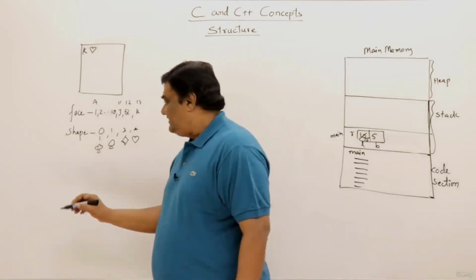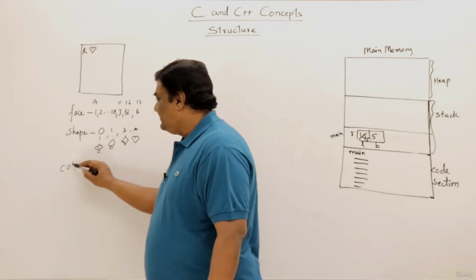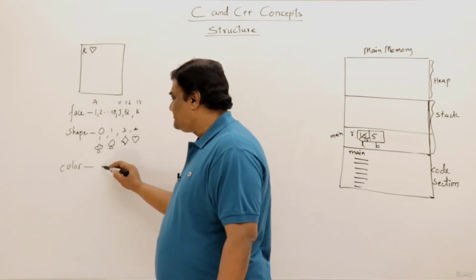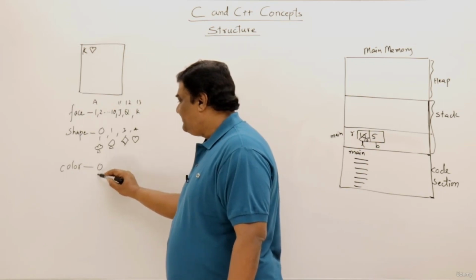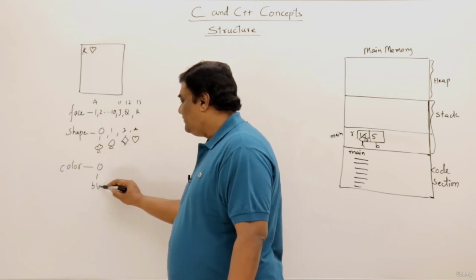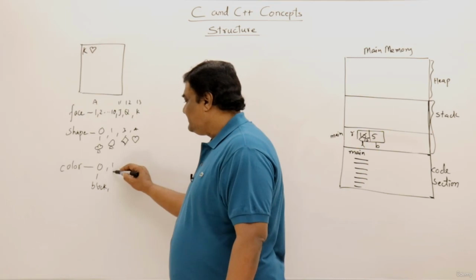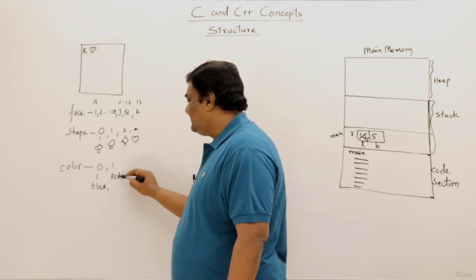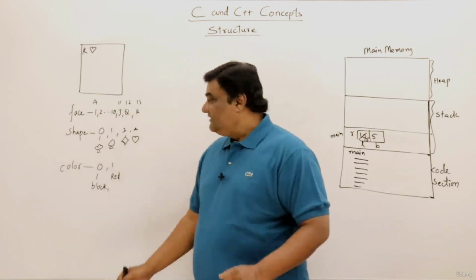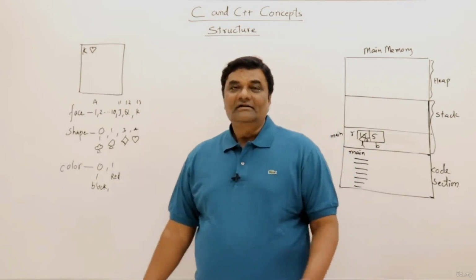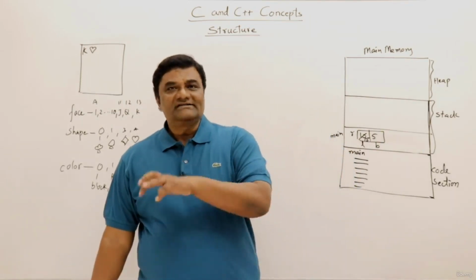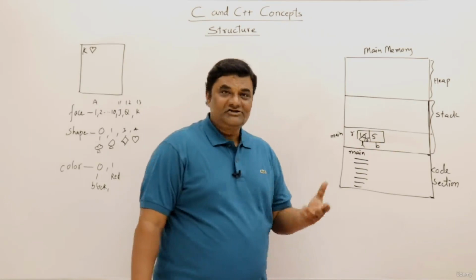Then now next thing is color. As there are only 2 colors, I will define colors also in terms of codes. Let us say 0 for black color and 1 for red color, right? So 1 for red color. So black and red color. So this is how we can define a playing card. Now this I can represent as a structure.